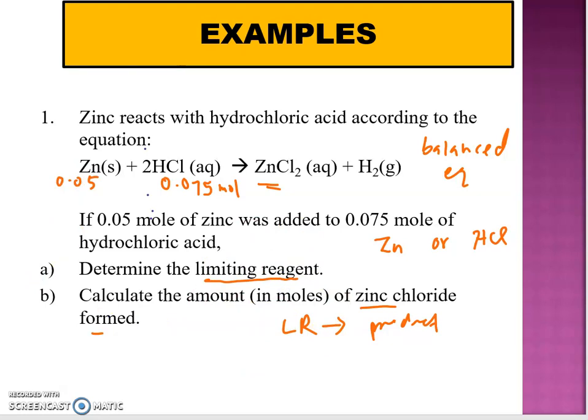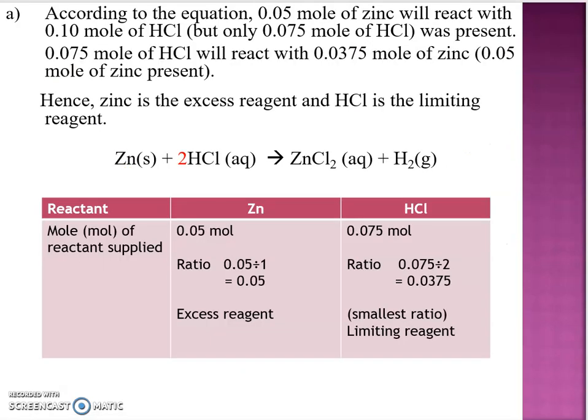Okay. Apa yang kita perlu buat? First, you letak dulu siapa reactant, zinc, HCl. Kalau biasa saya akan buat dalam bentuk table macam ni je. Zinc, HCl. So, this is the reactant. And then first, saya akan keluarkan mol dia dulu. So, zinc 0.05 mol.